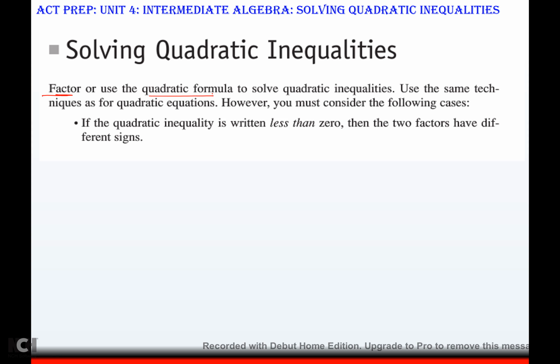It's just that instead of having an equal sign, you're going to have one of these symbols: less than, greater than, less than or equal to, greater than or equal to. You've got to consider the following cases. This says if the quadratic inequality is written less than 0, then the two factors have different signs. That's not really very helpful. What you do is you look at a number line and you see where these symbols are true.